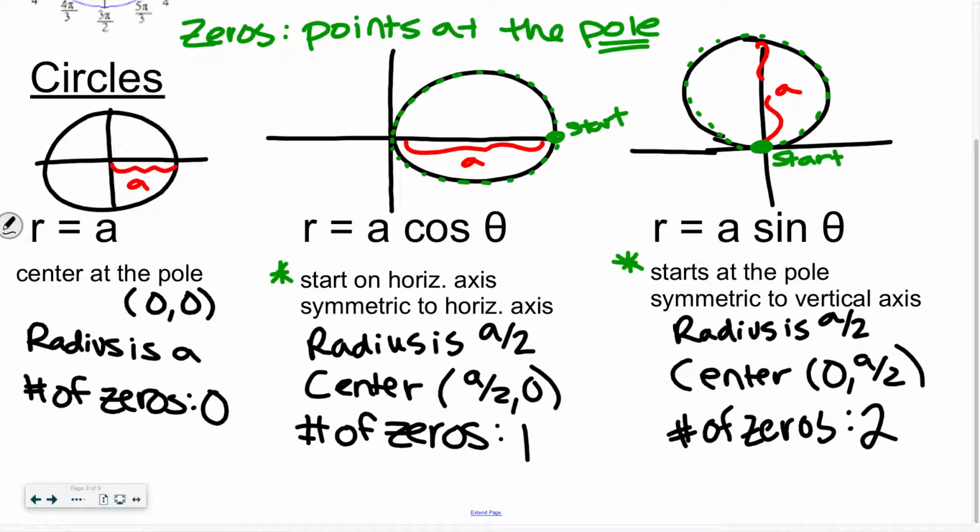The x-intercepts are no longer what we consider zeros. We're looking for points at the pole, but that has a center at the pole. None of the points on the circle are at the pole. Okay. Let's graph a circle.